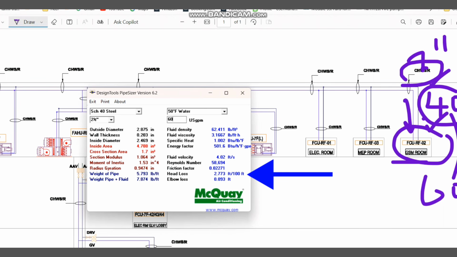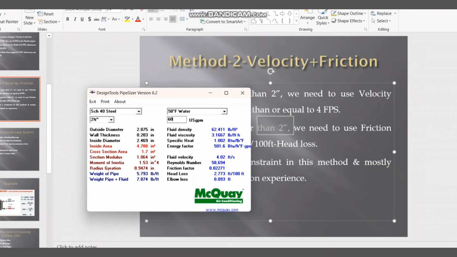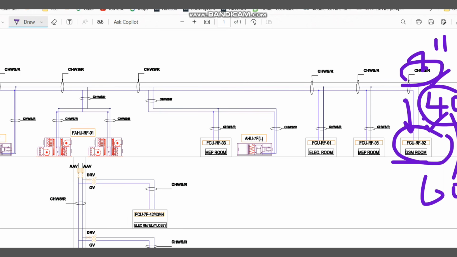So for 2.5 inch, that means we exceeded the 2 inch. If you see the head loss, it is 2.773 feet per 100 feet. So our maximum limit is 4 feet per 100 feet if the pipe size is more than 2 inch. So that means this is acceptable. If you see here, the fluid velocity, the head loss is 2.773 feet per 100 feet. So the pipe size is 2.5 inch for 60 US GPM.